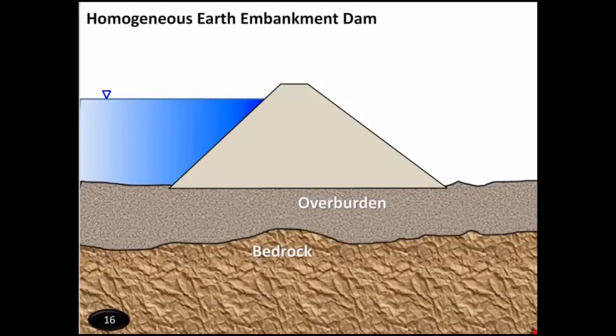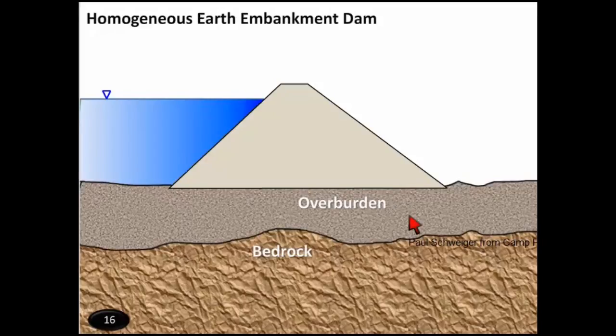Now, just to give you a little historical background, the first embankment dams were homogeneous dams. In other words, the material that the embankment was made out of was uniform, and it consisted of available earth material from the site, and they would just be piled up to hold back the water. So that would be a homogeneous earth embankment dam. Oftentimes, it was built directly on the overburden.